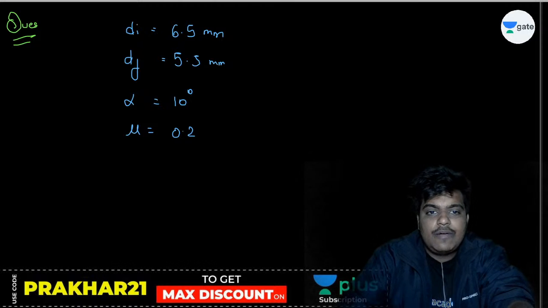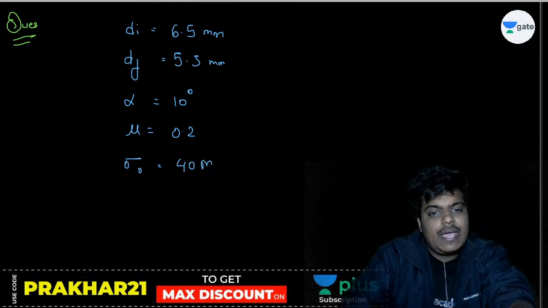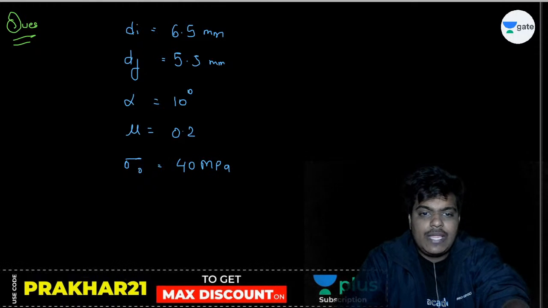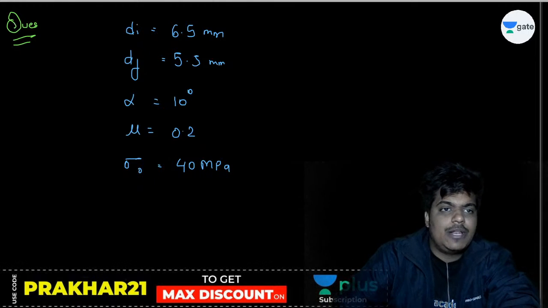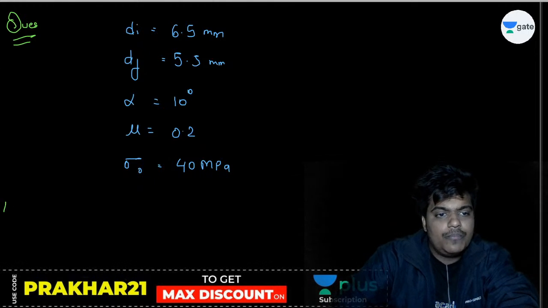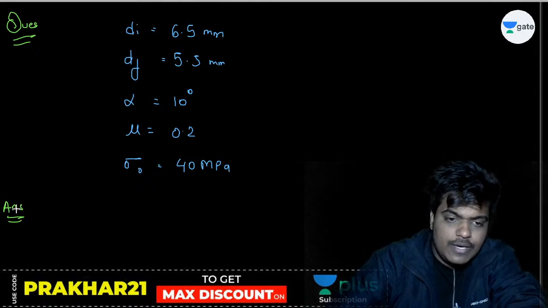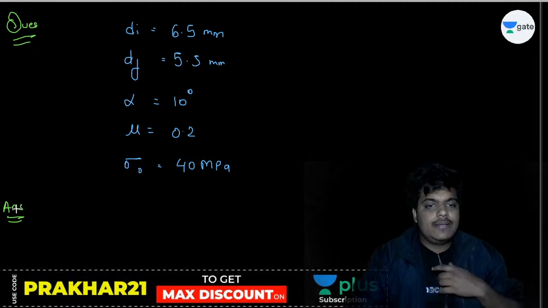ठीक है. The flow stress of the material, that is sigma naught, is 40 MPa. ठीक है, 40 MPa. What do you need to get? You need to get the value of drawing load and maximum possible reduction. ठीक है, solve करो. Take your time and try to solve. ठीक है, जल्दी solve करो.